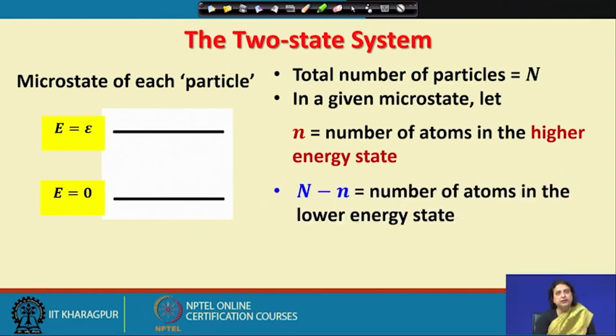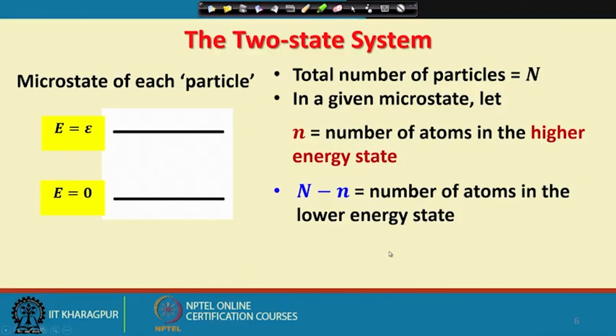And since the total number of particles is constant in this system, I must have, if small n is the number of atoms in the higher energy state, what is the number of atoms in the lower energy state? That must be capital N minus small n, the rest of the atoms or particles present in the system. There is something else that comes out from this particular treatment.